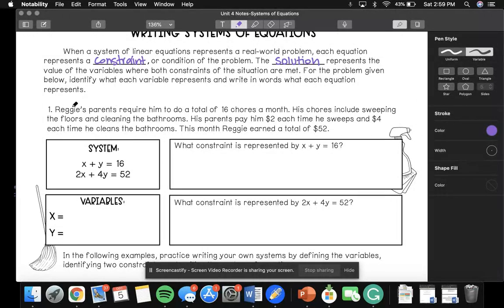So the first thing I just think about is what our variables represent. So basically, what's happening in this problem? Well, he is doing chores, and the two chores he does is by either sweeping the floors or cleaning the bathrooms. Okay, so he gets paid $2 each time he sweeps. So I see 2x, so that means x has to represent the number of times he sweeps. The other thing he can do is clean the bathroom, and he makes $4 every time he cleans the bathroom. And so I see right here 4y, so I know that y has to be the number of times he cleans his bathroom.